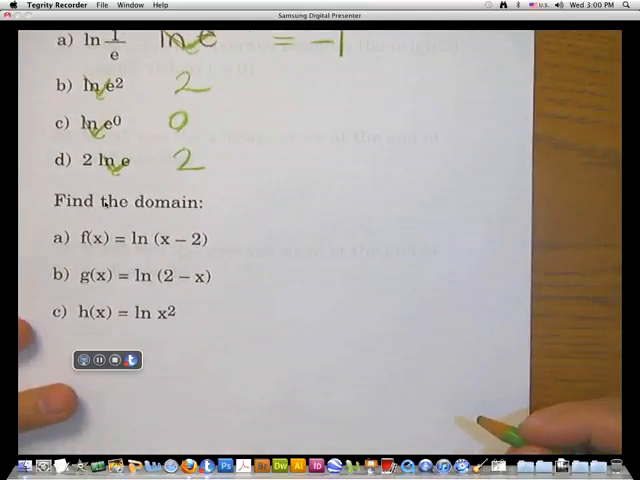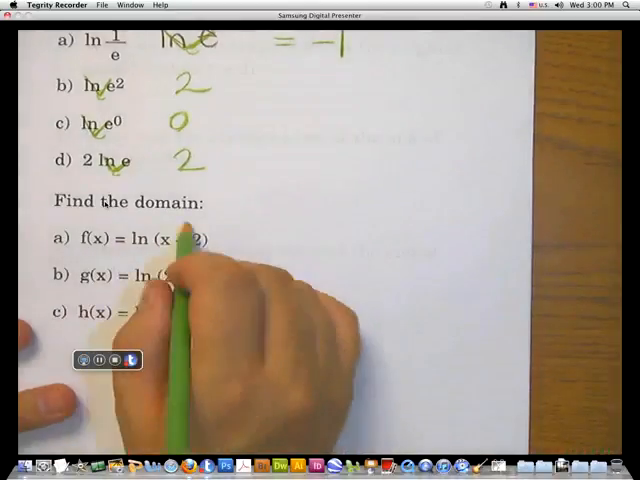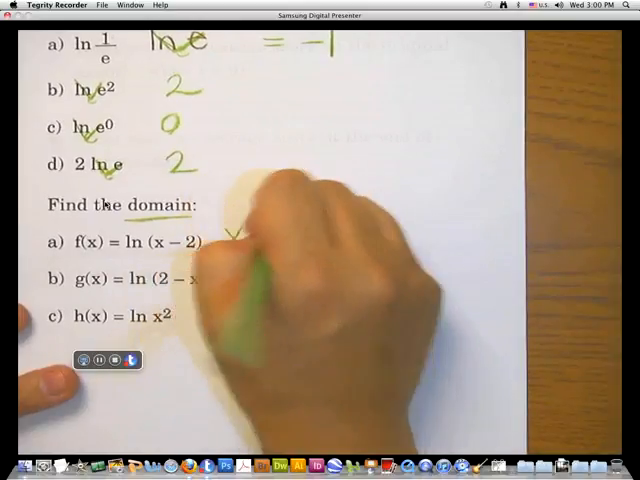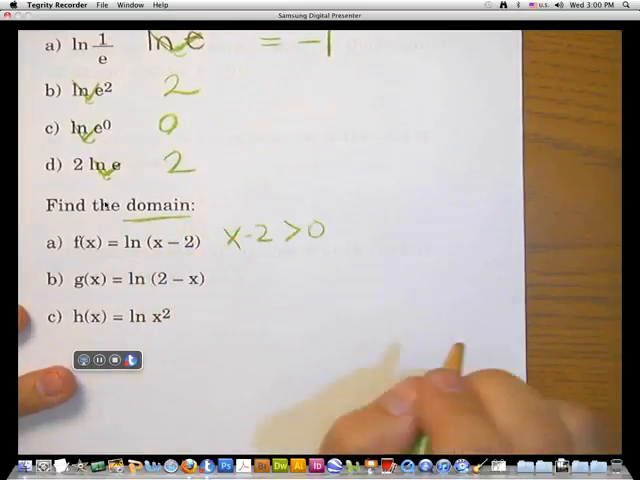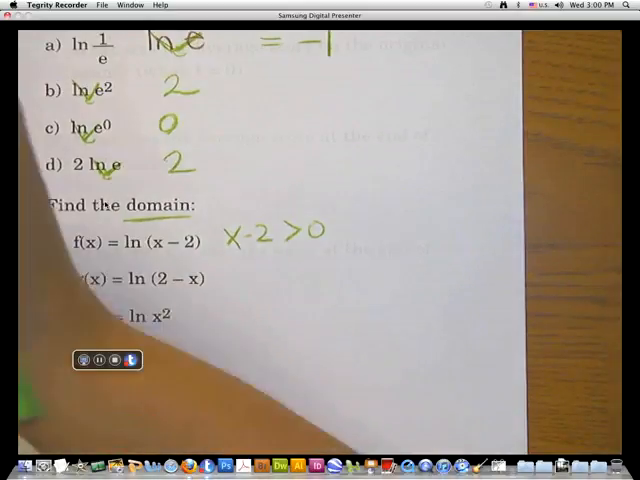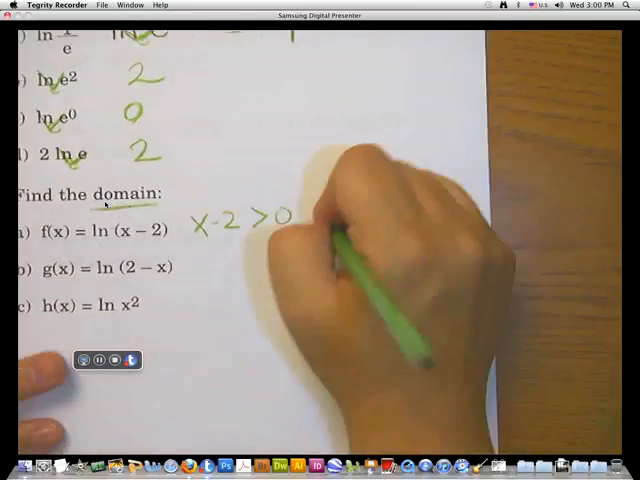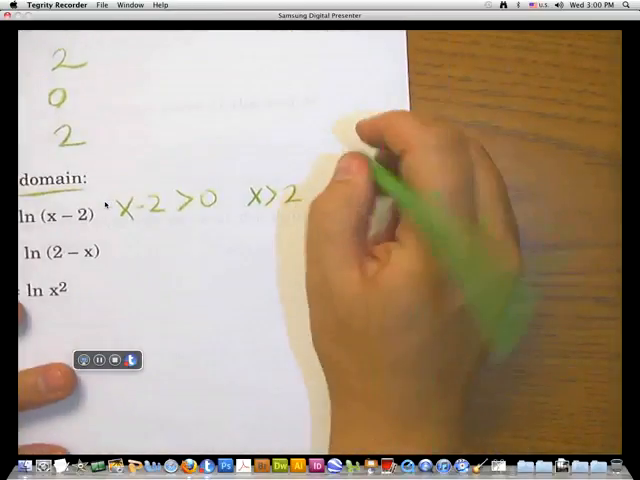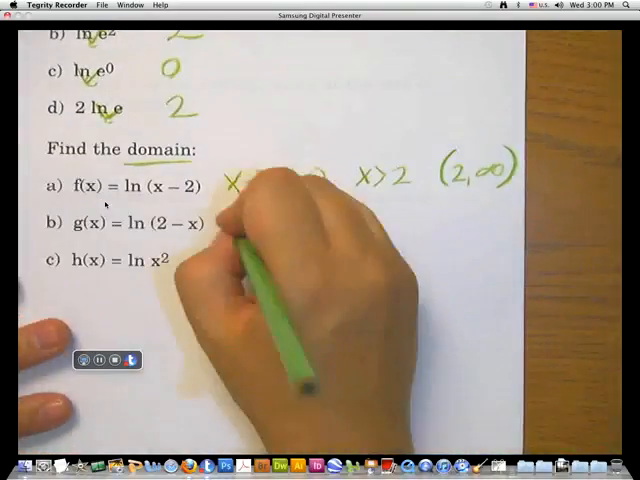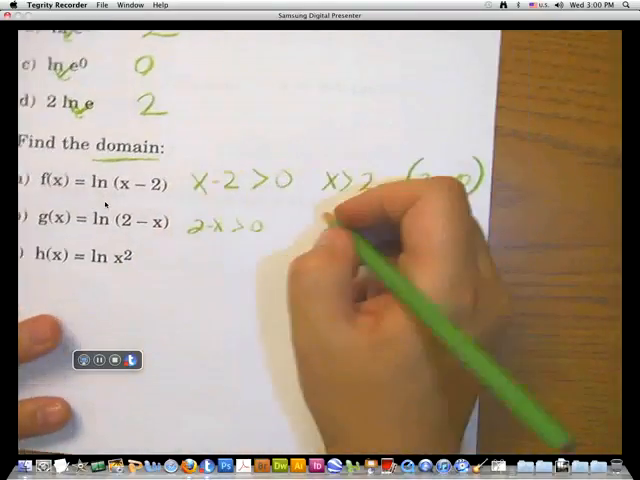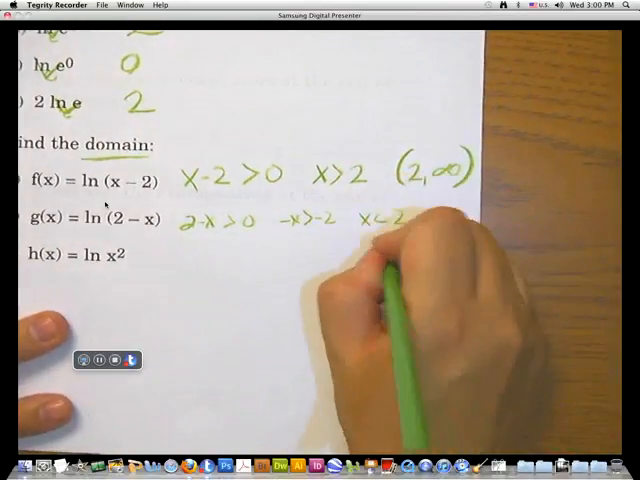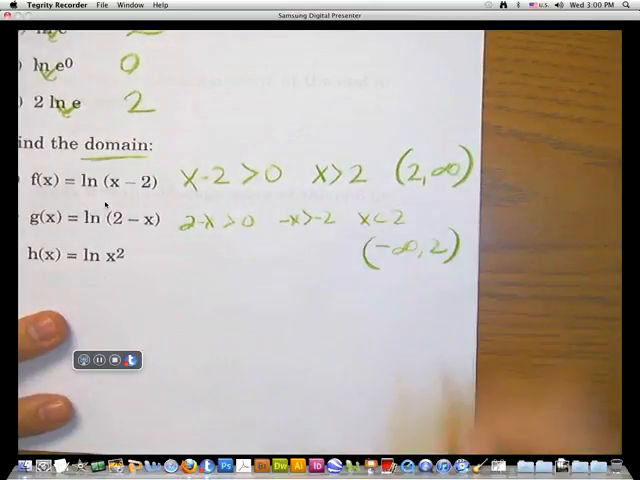Because we know that our parts cannot be negative, to find the domain, you set the inside greater than 0, because it can't be 0 and it can't be negative. So x is greater than 2 means interval notation 2 to infinity. Here I have 2 minus x is greater than 0. Negative x is greater than negative 2. So x is less than 2. That's negative infinity to 2.